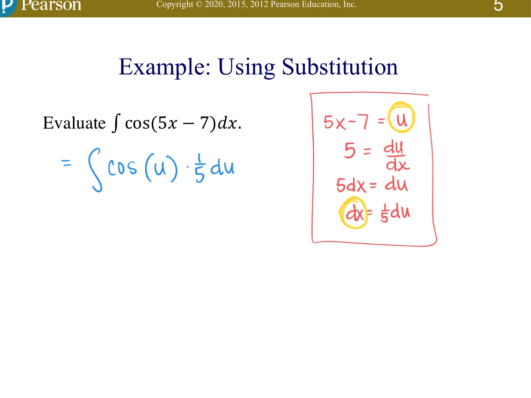Yeah, William. Would it be wrong to write du over 5? Not wrong to write du over 5. I typically write the 1/5 because I like to pull it out to the front. Okay, up to you though.